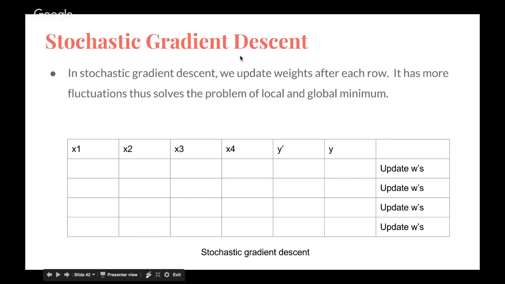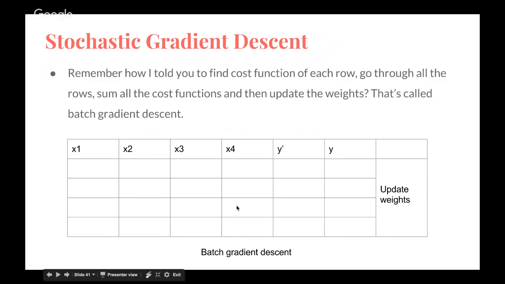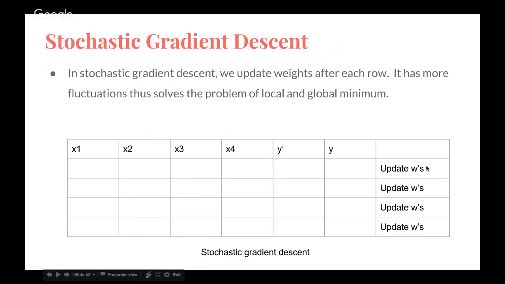But in the case of stochastic gradient descent, after every observation we update the weights, based on the cost function for every row. This is stochastic gradient descent, right? And since it has more fluctuations, we reach the global minima, because we are updating the weights after every single observation in every epoch. An epoch is traversing the entire data set. So because of more fluctuations, we reach the global minima.